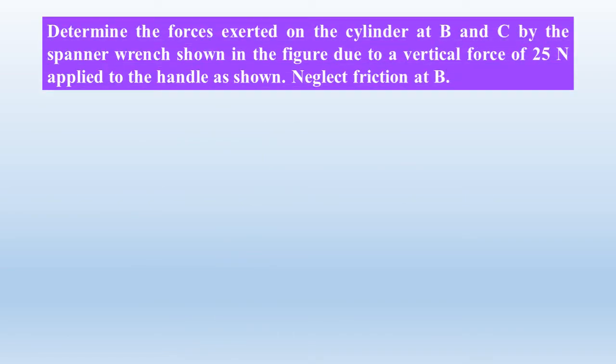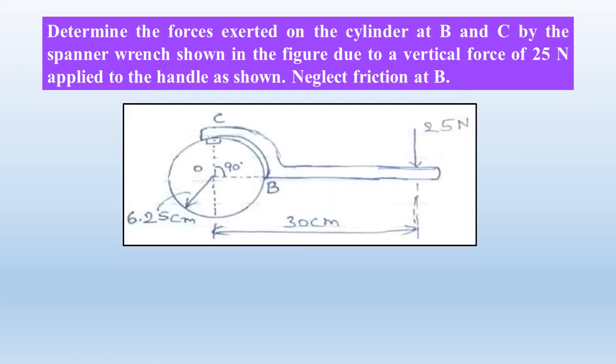Consider another problem. Determine the forces exerted on the cylinder at B and C by the spanner wrench shown in the figure due to a vertical force of 25 newtons applied to the handle as shown. Neglect friction at B.